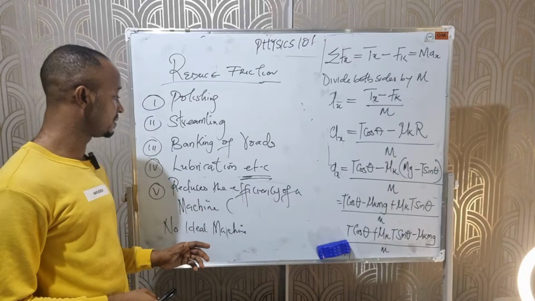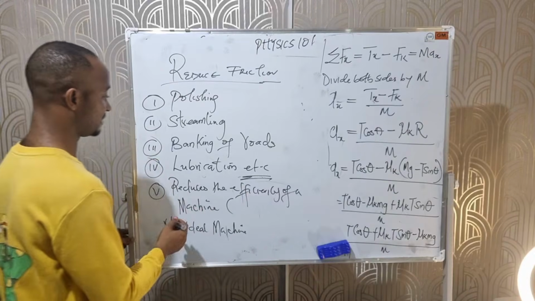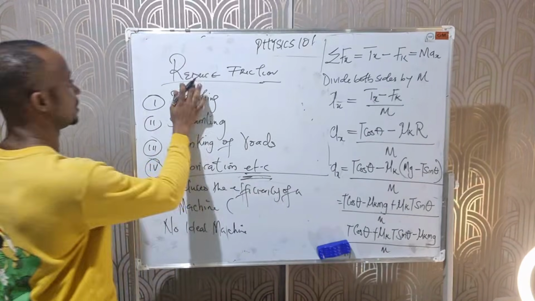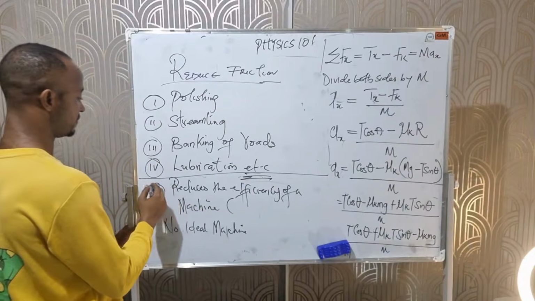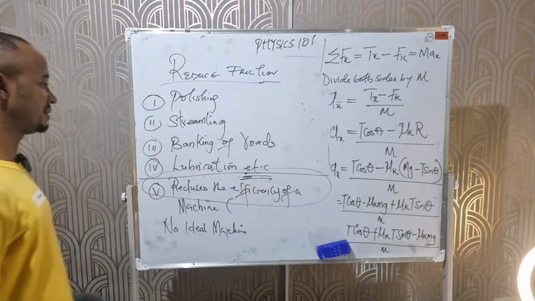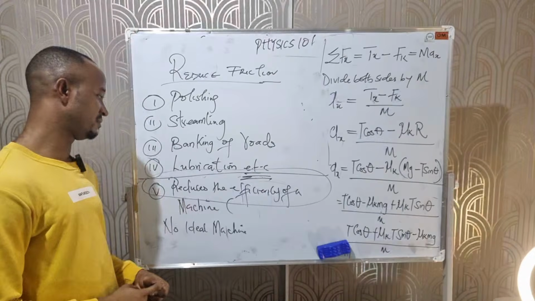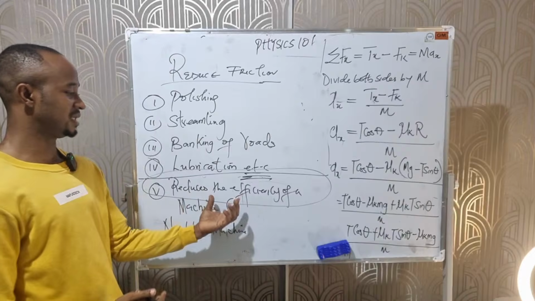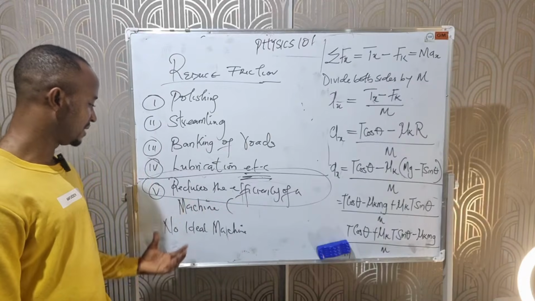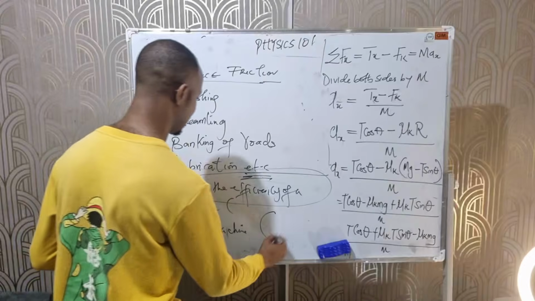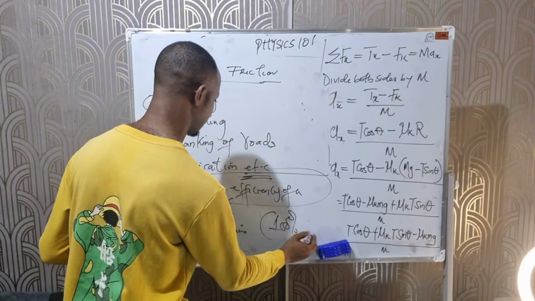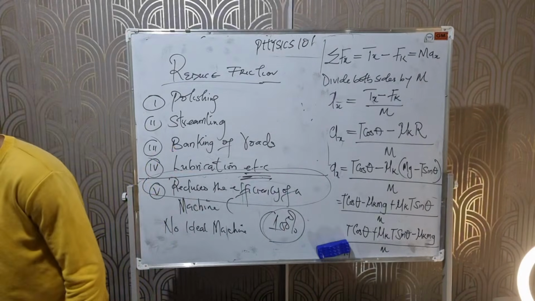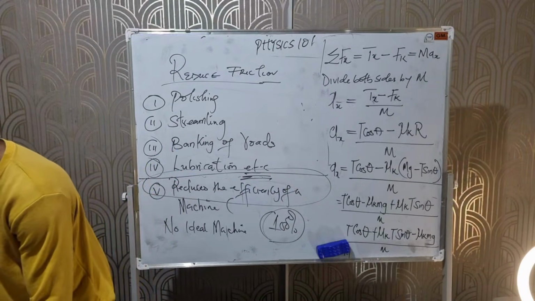This is one of the disadvantages of friction, rather: it helps to reduce the efficiency of a machine. That means there's no ideal machine. No machine is 100% efficient. Now let's solve a problem from our textbook here.